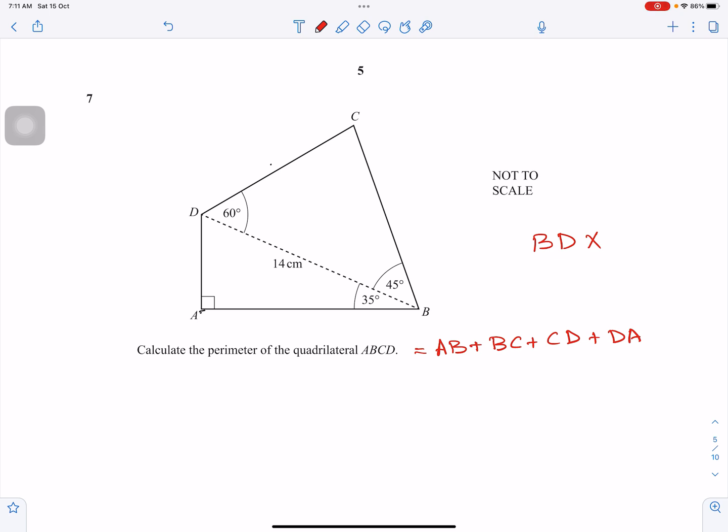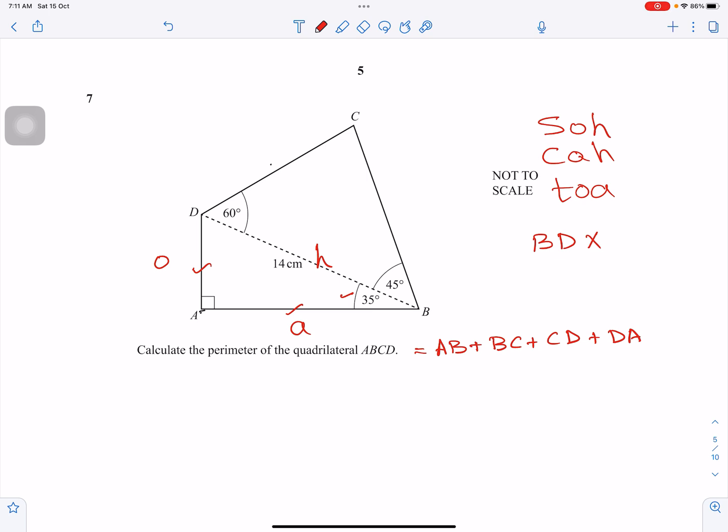Okay, so let's see one triangle at a time. So I'm looking at the triangle AB, BD and DA, right? This triangle I'm looking at first. So I have to find out this side and this side. If you remember SOH-CAH-TOA, sine is equal to opposite over hypotenuse. Cos is equal to adjacent over hypotenuse. And tan is equal to opposite over adjacent. So for this angle, this is opposite and this is adjacent and this is hypotenuse, right?